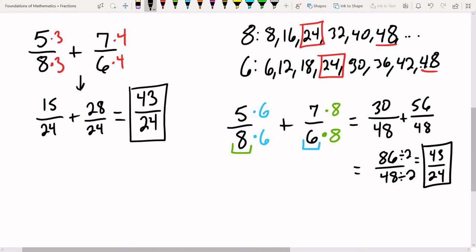Now, the last method is a little more advanced. It's one where if you're competent with numbers, then it actually ends up being probably the fastest method, because you really start understanding how to work with these numbers the most. So I'm going to take 5/8 and 7/6. And I'm going to look at what is the prime factorization of 8.